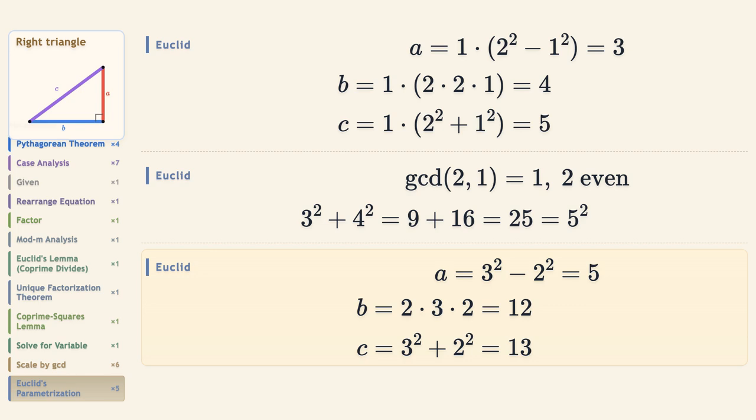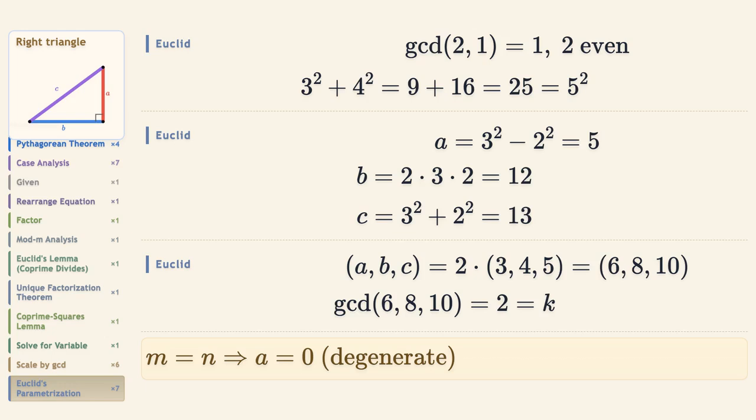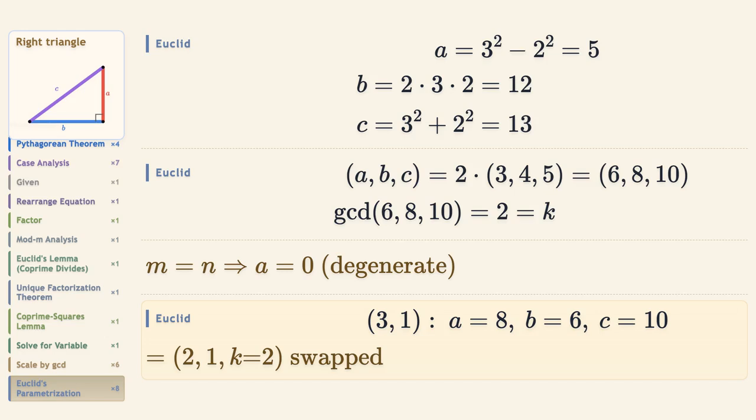Keeping m and n, but setting k to 2 scales the sides by 2, producing 6, 8, 10. Its greatest common divisor is exactly 2, matching k. If m equals n, the strict inequality fails and it collapses to 0. The conditions are not cosmetic. Taking m 3, n 1, both odd, produces 8, 6, 10, which is 2 times 3, 4, 5 with legs swapped. The parity rule blocks this duplicate.